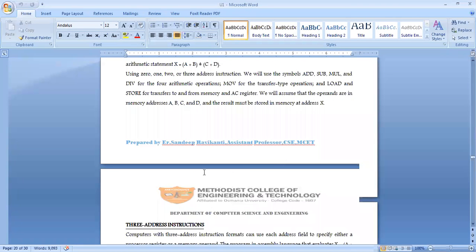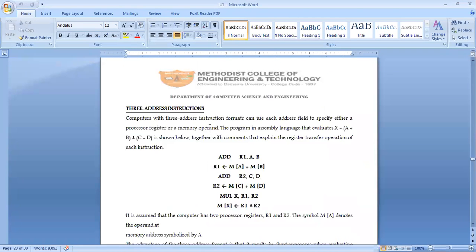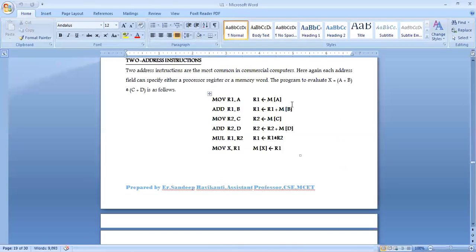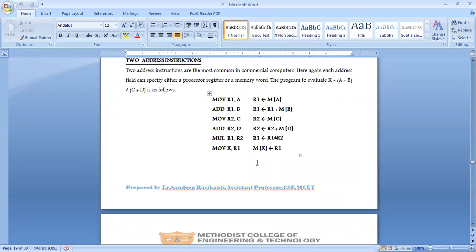What is 3 address instruction format? And what is 2 address instruction format? We need to take one expression like this and evaluate it. Sometimes you may get a question like: a plus b into c plus d, evaluate it in 3 address instruction format, or in 2 address, or in 1 address instruction format. Sometimes he will ask for that instruction format only, or if he asks directly, you'll get the long answer question.